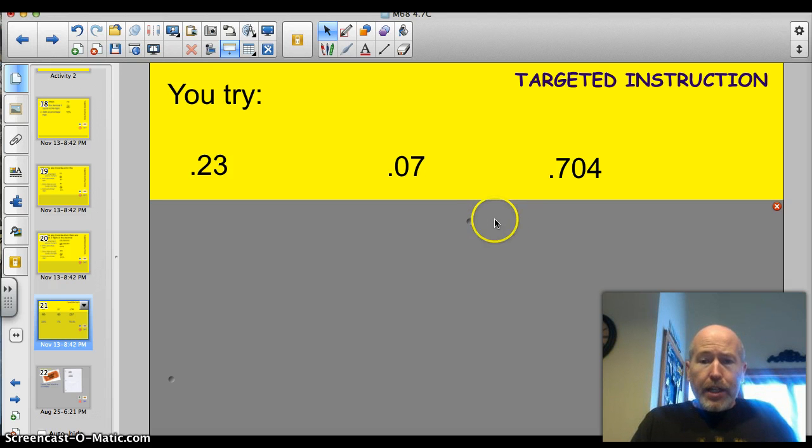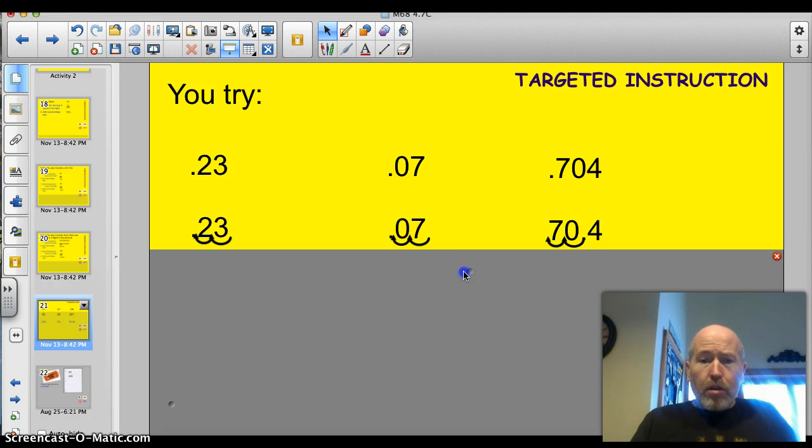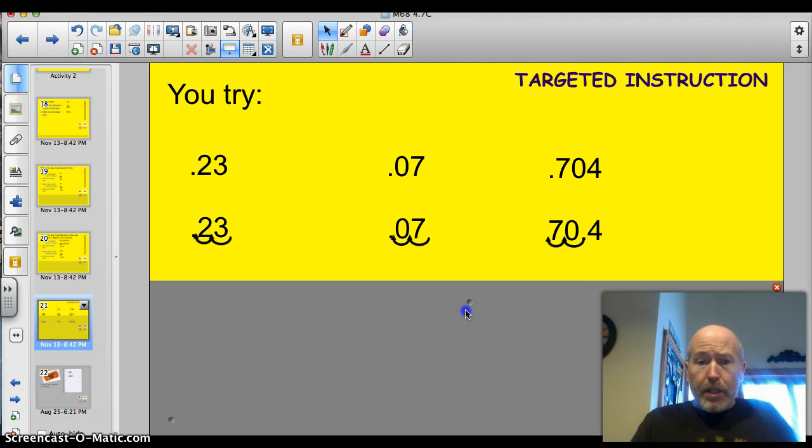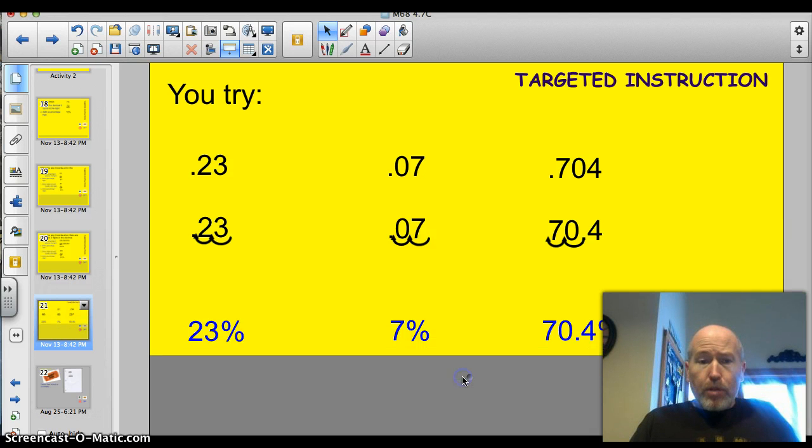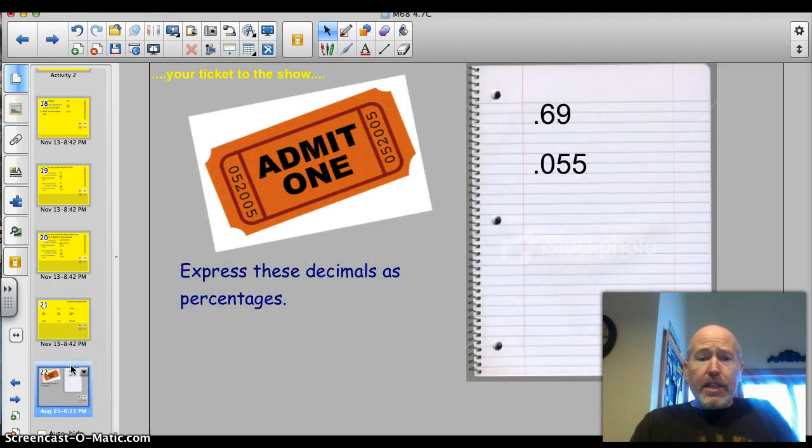All right, let's see how you did. Did you move your decimals like I did? And here would be your answers then. You should have 23%, 7%, 70.4%. It's that simple. All right, let's get to the ticket. Express these decimals then as percentages. All right, just make the mustache, as I like to call it.